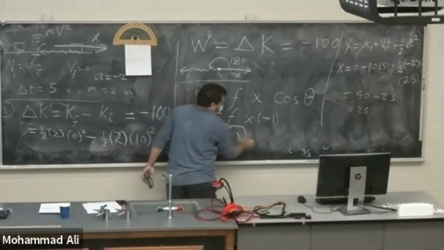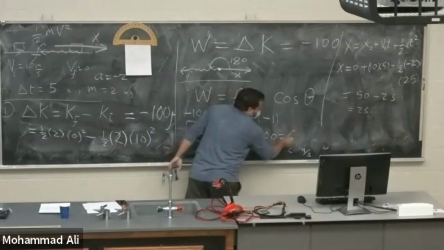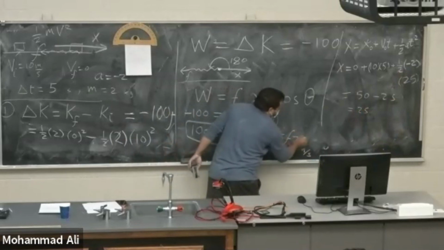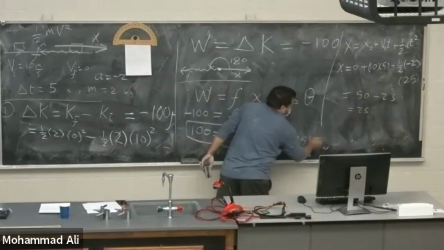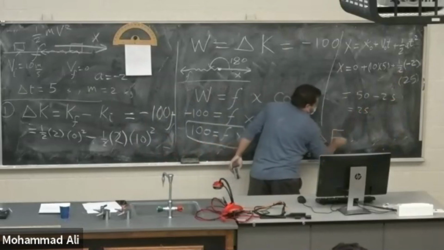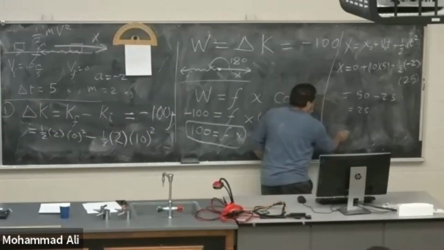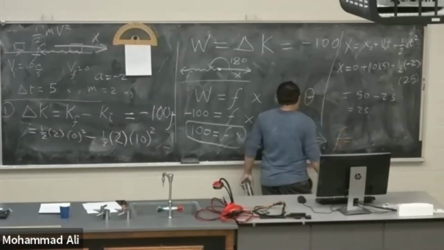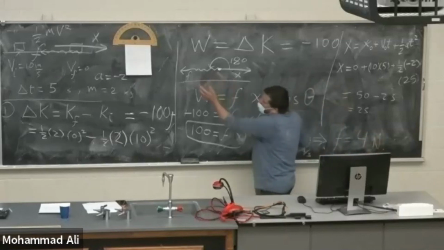So 100 is equal to F multiplied by 25. So F is equal to how much? The frictional force, I'm sorry, here later. It's 4 Newton, in the left side direction.